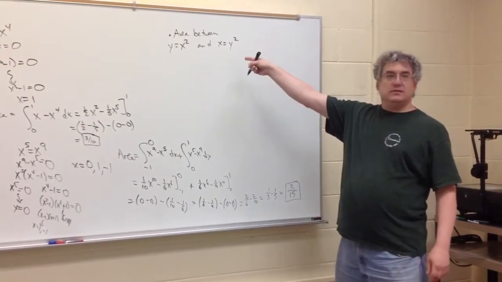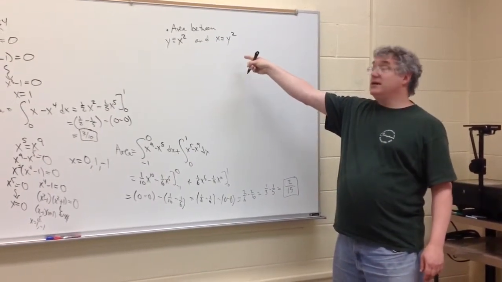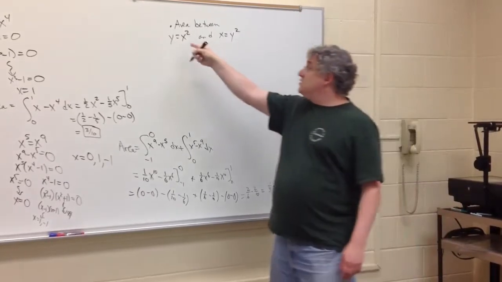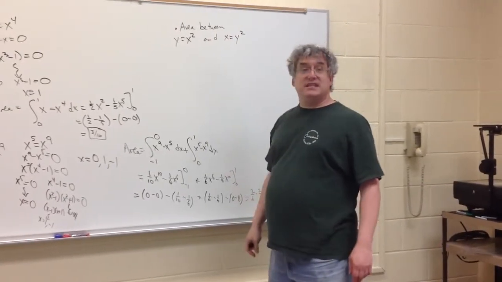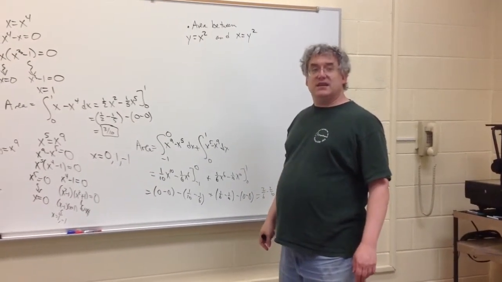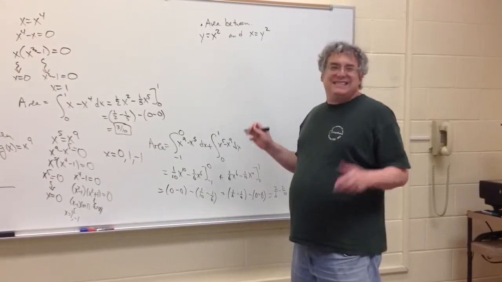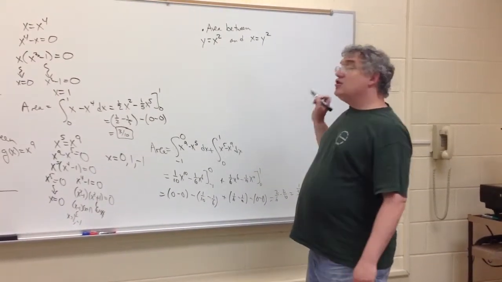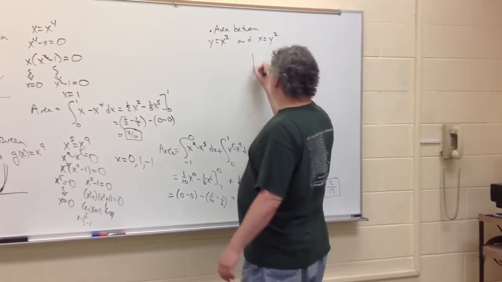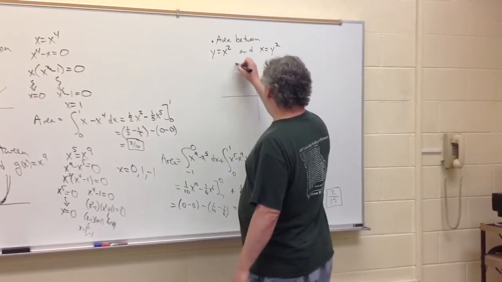One more to do here. This one's tricky looking. The area between y equals x squared and x equals y squared, this is an implicit function. So that's going to make you go, ooh, I don't know what to do. But it's not hard. It's just the same thing. Draw the pictures. Y equals x squared. What does that look like? Looks like this.